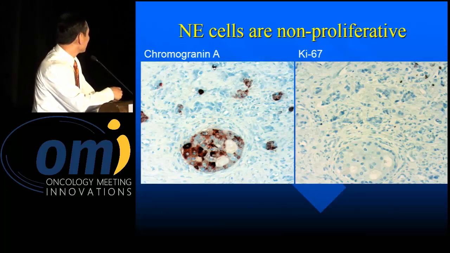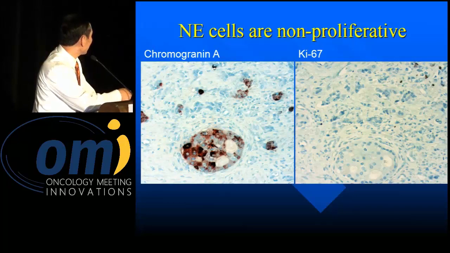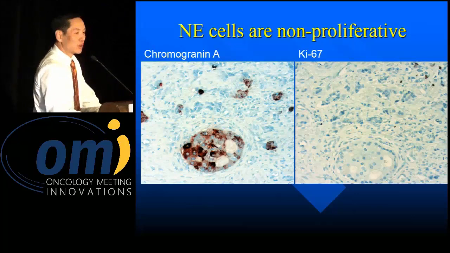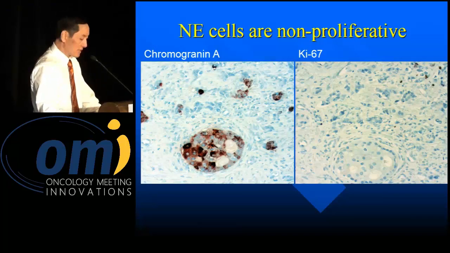You can see that in these non-neuroendocrine cancer cells, you see Ki67 activity, but if you have neuroendocrine cells, they are always quiescent. They don't express Ki67.